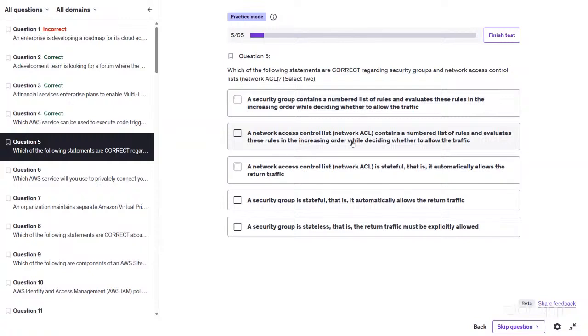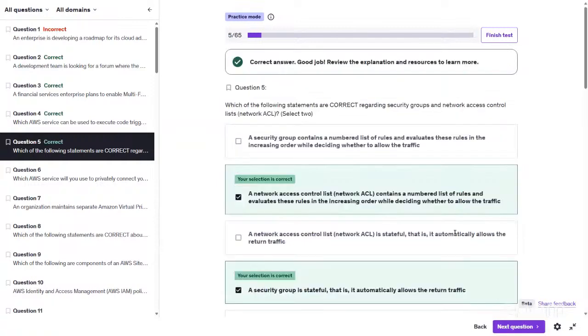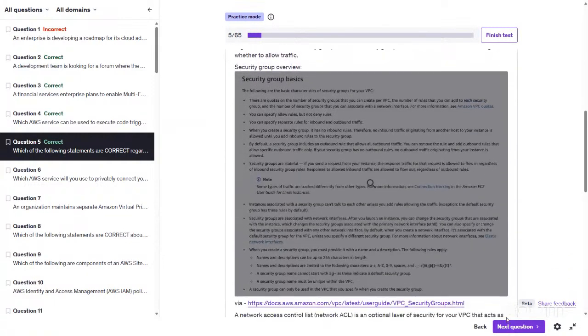Same question, but network access control list. So that's the correct answer. But remember, it says select two. So that's one, because it contains a numbered list of rules and evaluates them in increasing order. The next one we should jump to is going to be D or E, right? Because the other ones, we know that's the question they're asking there. Here it says a security group is stateful, and then a security group is stateless. So we just really need to know, is it stateful or not? We know that it automatically allows return traffic. So the answer is D. So it should be B and D in this case, right?